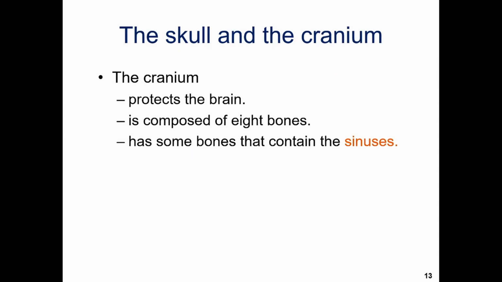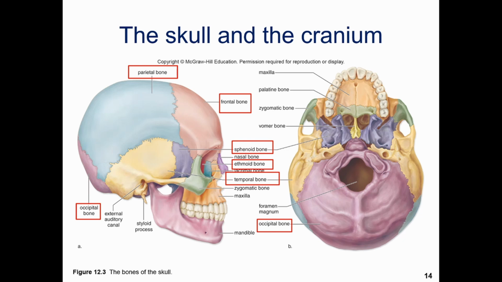So let's look at the cranium first. The cranium and the bones that make up the cranium together are going to help protect your brain. Think of it like your own natural helmet. We have 8 different bones that are going to be forming that. And some of those bones have these openings, these spaces that we call sinuses. But let's look at some of the ones that we care about. So I've highlighted some of them because not every bone labeled here is part of the cranium. Some of them are part of the facial bones. So we're going to point out just a few.